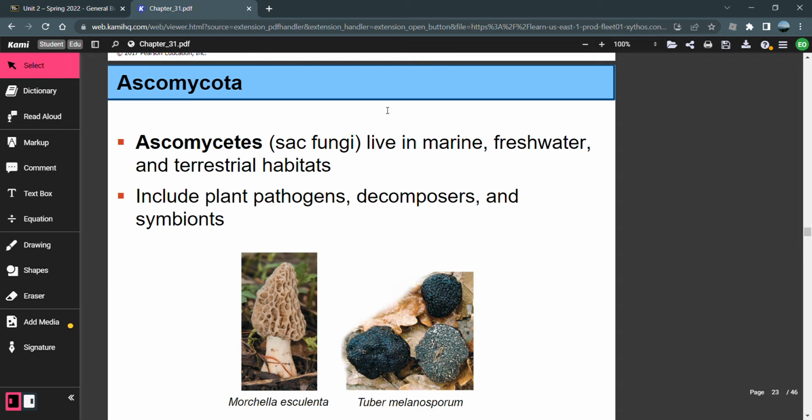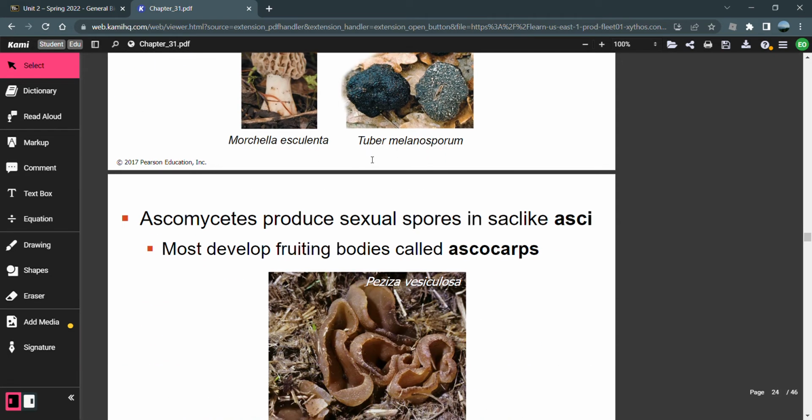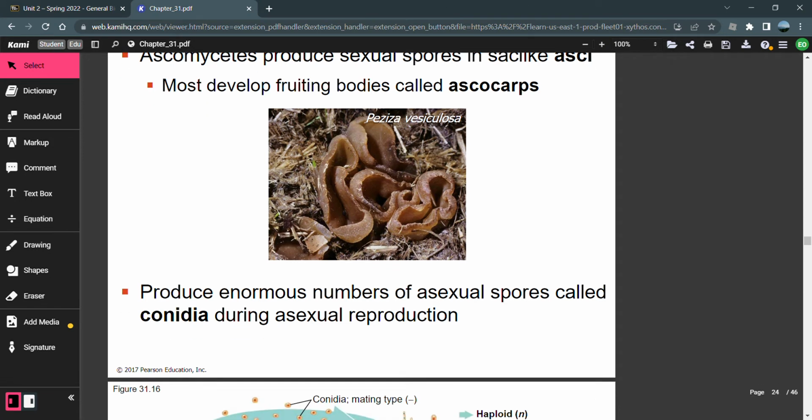Ascomycetes, sac fungi, live in marine, freshwater, and terrestrial habitats. This includes plant pathogens, decomposers, and symbionts. Ascomycetes produce sexual spores in sac-like asci. Most develop fruiting bodies called ascocarps.